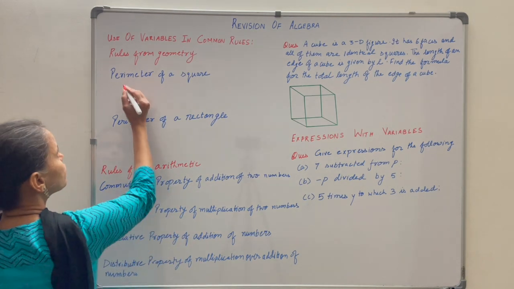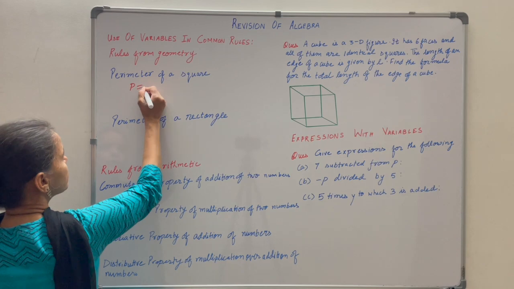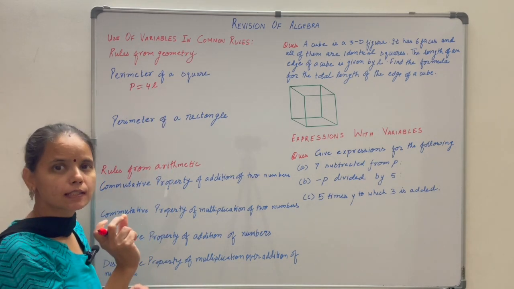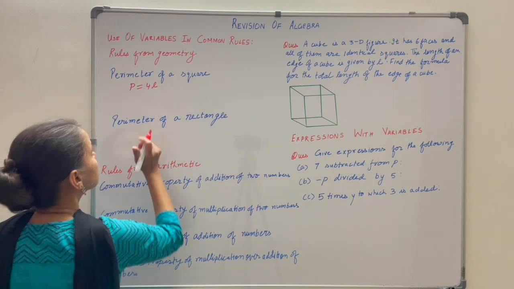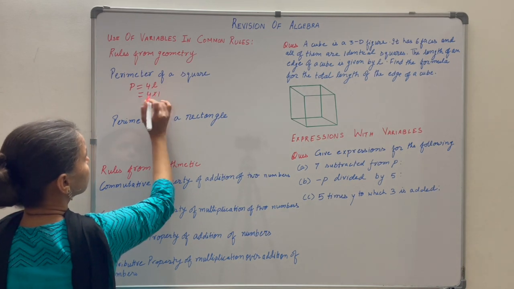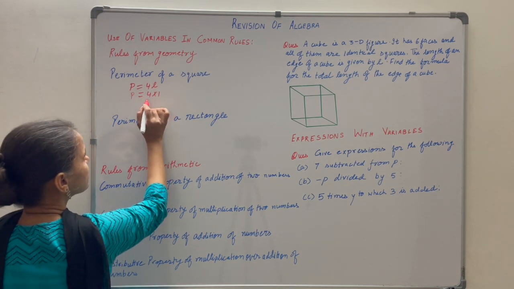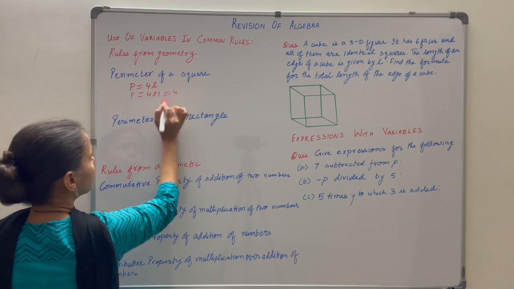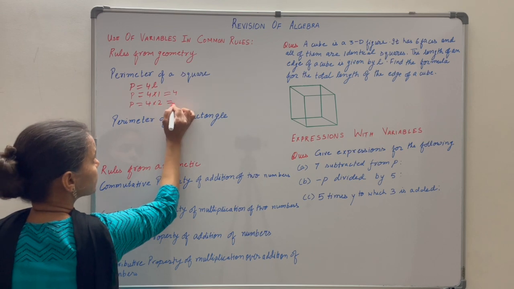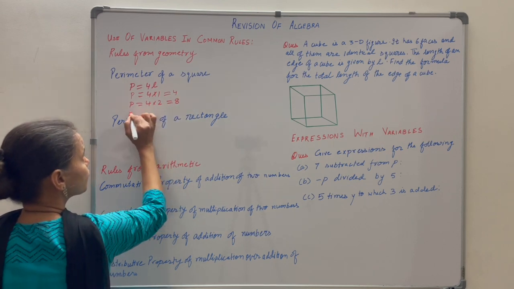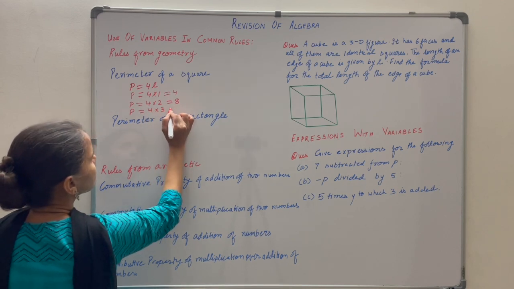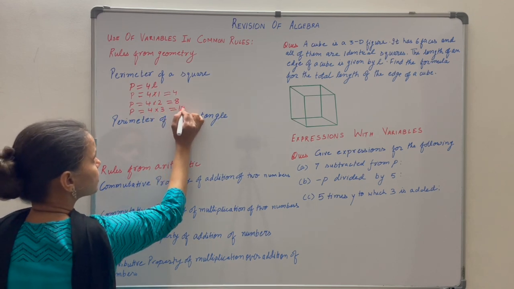So what is the perimeter of a square formula? Perimeter is 4 into L, where L is the length of a side of a square. So if the length is, say, 1, then the perimeter is 4. If the length of the side is 2, then the perimeter is 8, 4 into 2. If the length of the side is 3, then the perimeter is 4 into 3, which is 12.